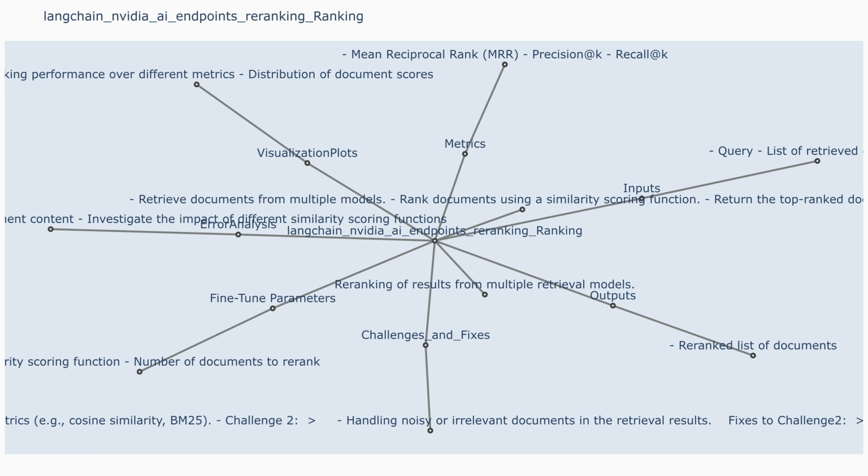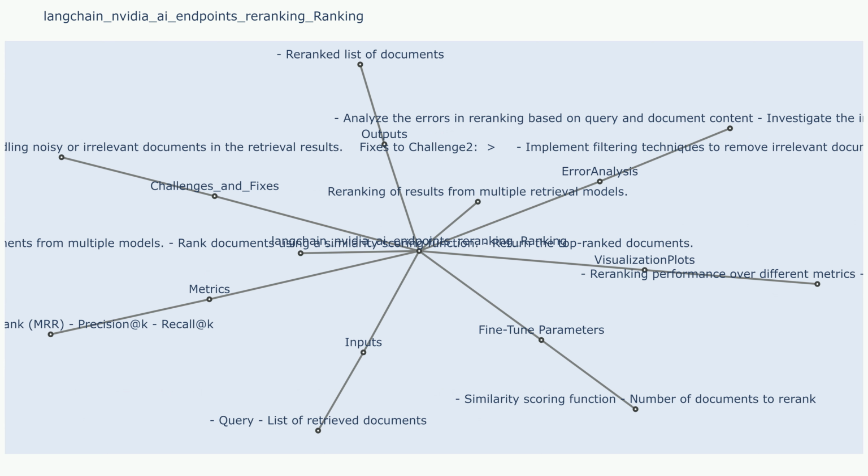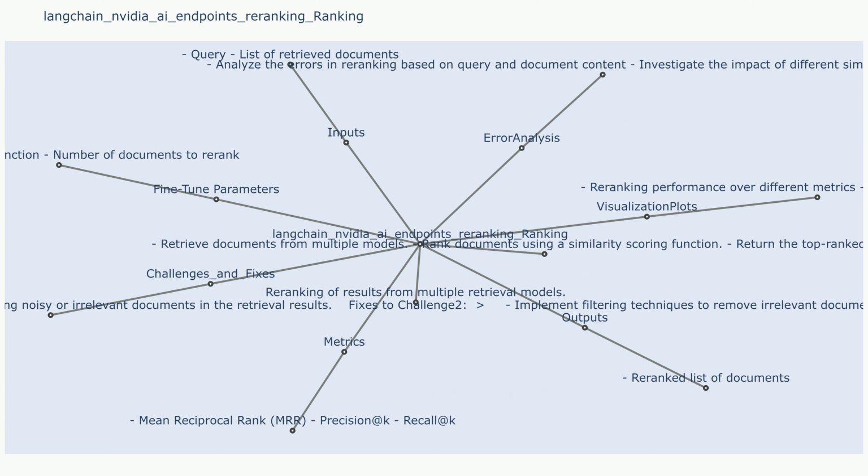Description. The NVidia AI endpoints re-ranking functionality enhances the ranking of retrieved documents by leveraging NVidia AI endpoints, specifically the re-ranking endpoint. This endpoint utilizes a powerful language model to re-evaluate the relevance of documents based on a provided query. The re-ranking process improves the accuracy and relevance of document retrieval by considering semantic understanding and contextual relationships.